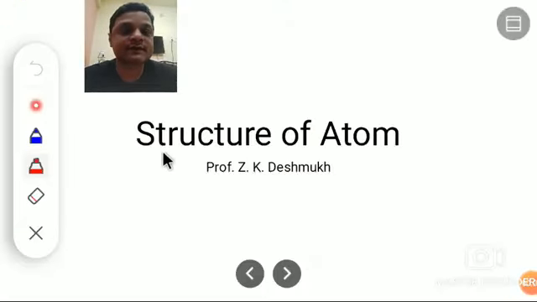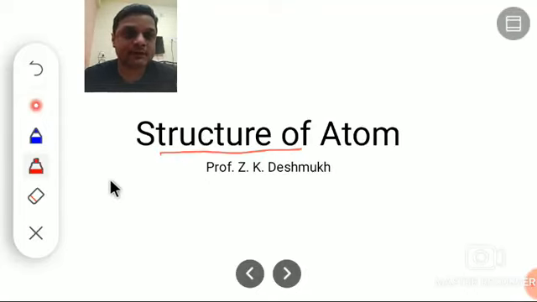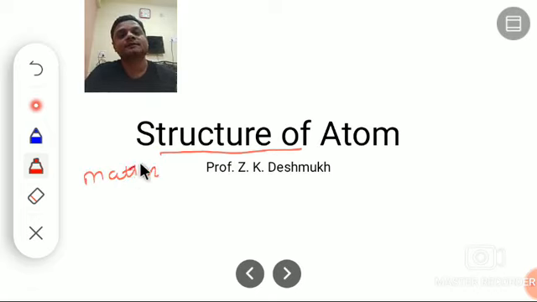So today we'll study the structure of the atom, that is, the properties of atoms. First of all, for studying this, we should know what an atom is. We know that there is matter, and matter is something that has a proper size and shape.